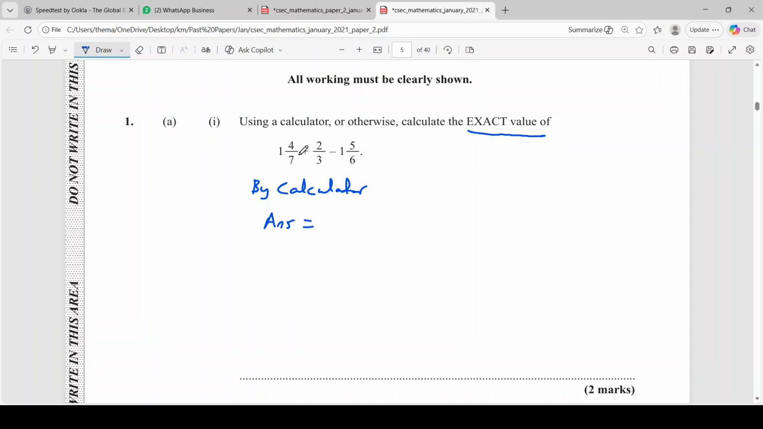Answer equals, and you plug this in exactly like you see it in your calculator, right? 1 and 4/7 plus 2/3 minus 1 and 5/6, and the answer will be 17 over 42. Exact value, so we don't want any decimal recurring here, right? Okay.